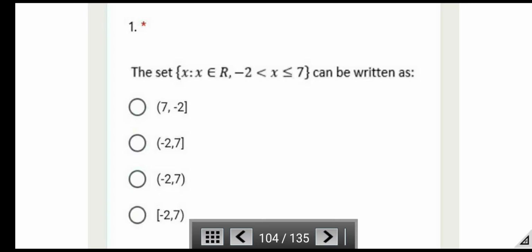Hello students, today we will discuss the solution of the July test. So first question: the set X such that X belongs to R, minus 2 less than X less than or equal to 7, can be written as minus 2, 7, a semi-open, semi-closed interval.